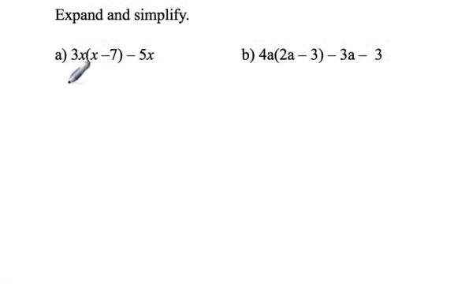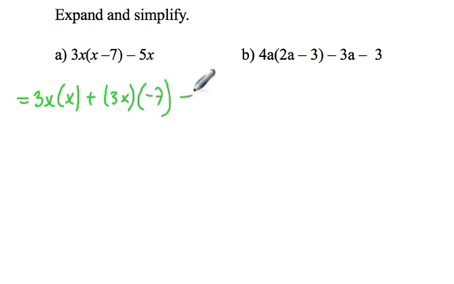Here we are asked to expand the brackets first and then simplify if possible. So to expand the bracket, we are going to multiply the 3x times x plus 3x times negative 7, and we have minus 5x there. 3x times x is 3x squared. 3x times negative 7, negative 21x.